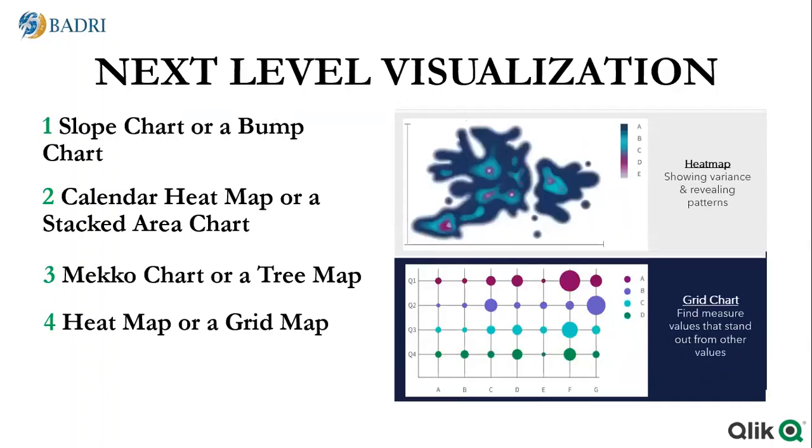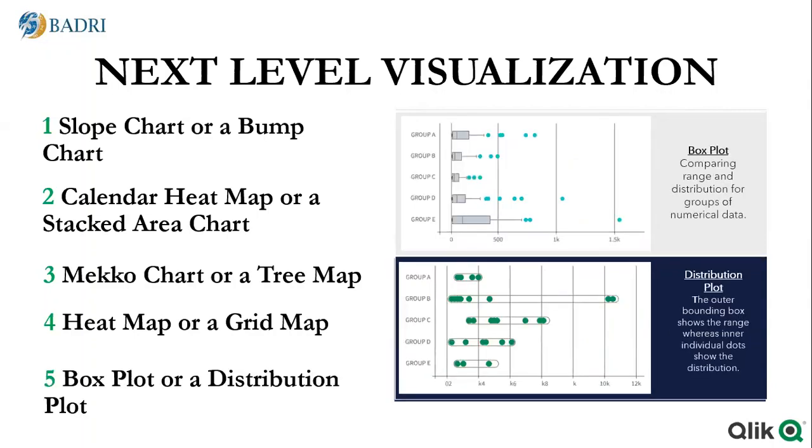We also explained that if you need to show correlation in your data, then you can opt for a heat map or a grid map. Both are excellent choices as an alternative to a scatter plot. Lastly, we saw how a box plot or a distribution plot can easily replace the histogram in order to deal with distribution functionality.